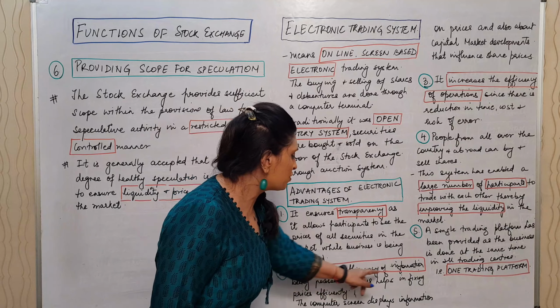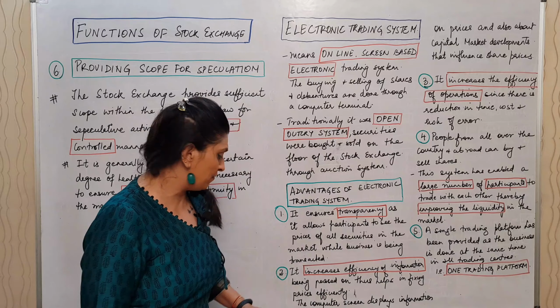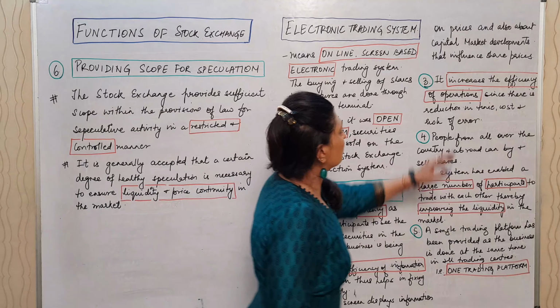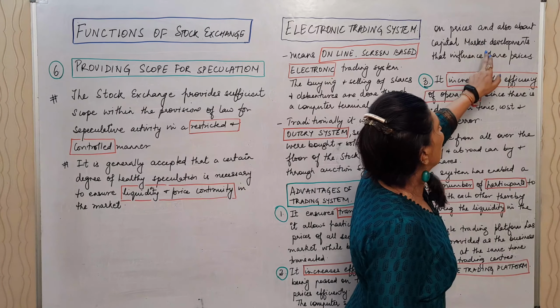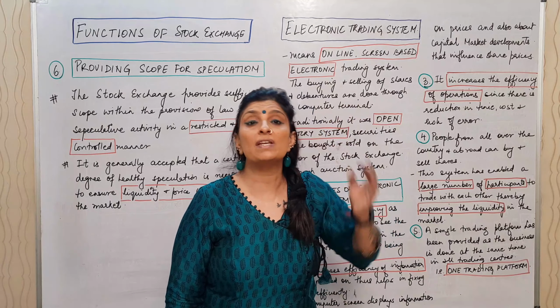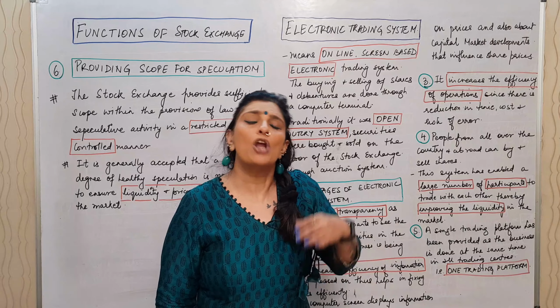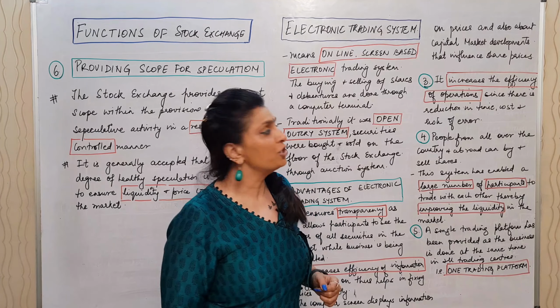It increases efficiency of information being processed and thus helps in fixing prices effectively. The computer screen displays information on prices and also about capital market developments that influence share prices and the mindset of the investors, and they immediately decide to buy or not to buy the particular share.